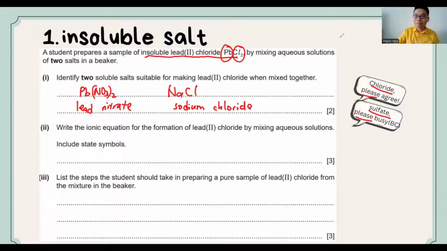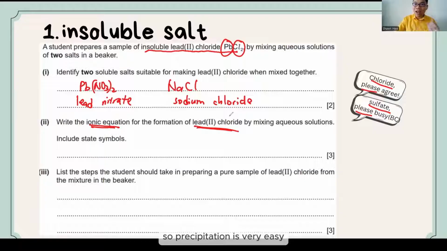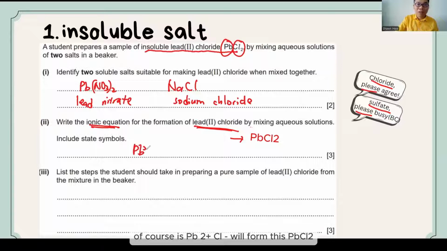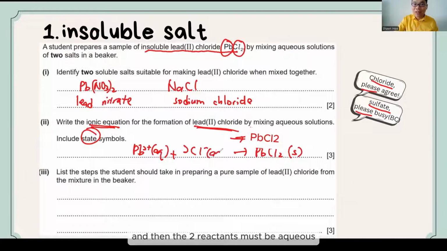Done. Okay, write an ionic equation to form lead chloride. So precipitation is very easy. It will form PbCl2. Which ions form this? Of course, Pb2+ and Cl- will form this PbCl2. Okay, and then they also request for state symbols. We know this is a precipitation, so lead chloride is solid, and then the two reactants must be aqueous.